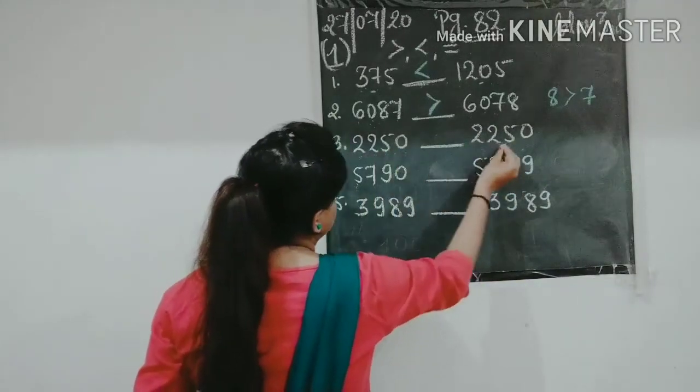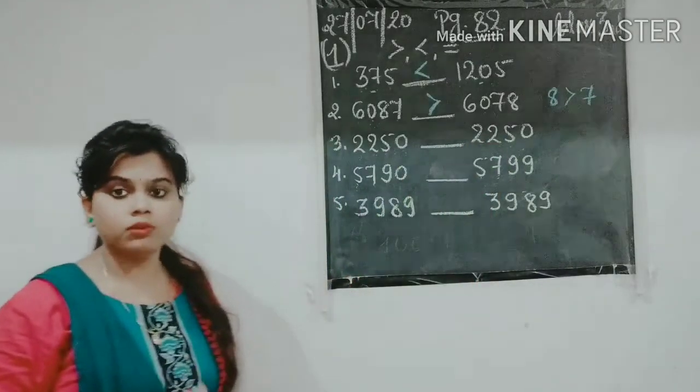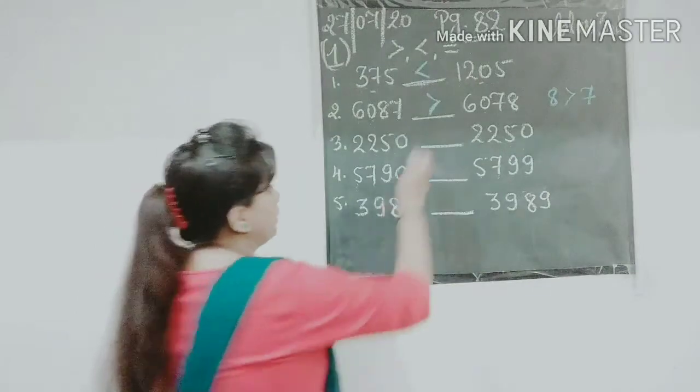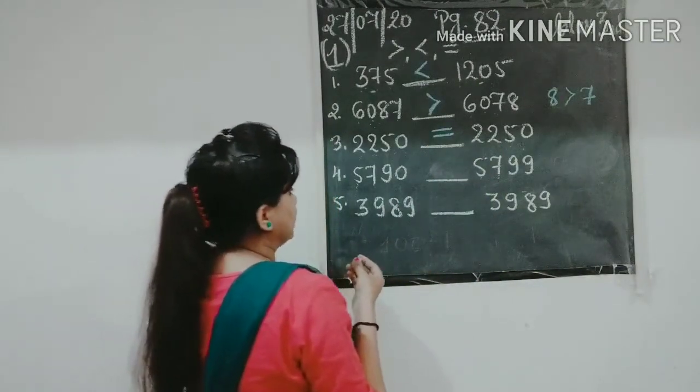Third one is 2250 and 2250. See, both are 4-digit numbers and all the places are equal. That means both the numbers are also equal. So we will put the equal sign here.